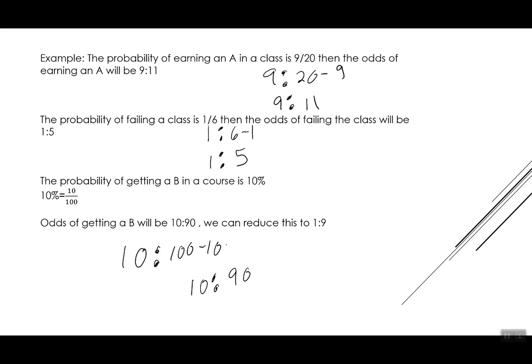Oh, actually, to get a B. Sorry, I didn't mean to say to fail. So this would be the percent. So I had 10 to 90. So 10 ways to get a B, 90 ways not to get a B. 10 to 90, let's drop those zeros. That gives me 1 to 9.